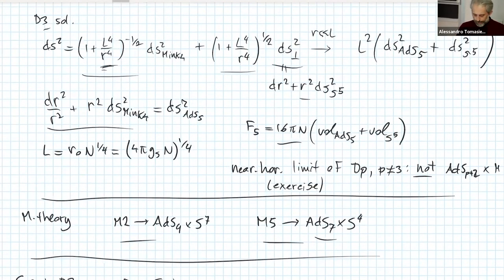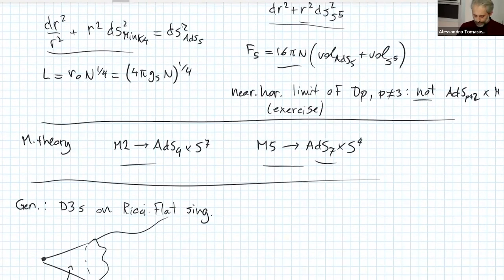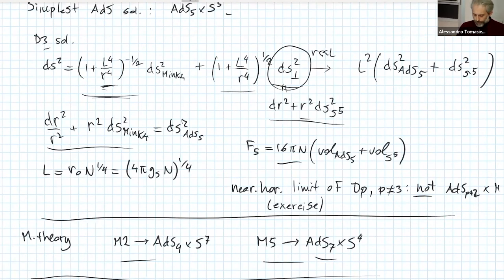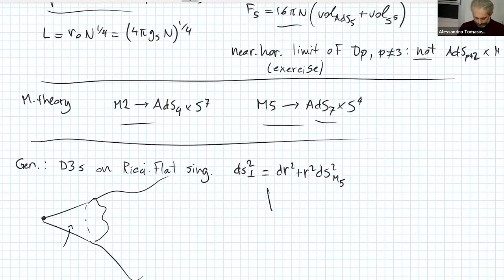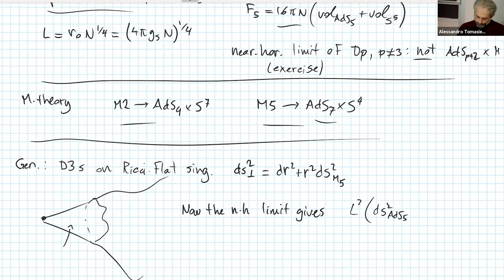Suppose that these transverse coordinates are now no longer like this for flat space, but have the form dr squared plus r squared, another manifold M5, in five dimensions. Then nothing changes in this computation except that you have replaced this S5 with a different manifold. So now the near horizon limit gives this.